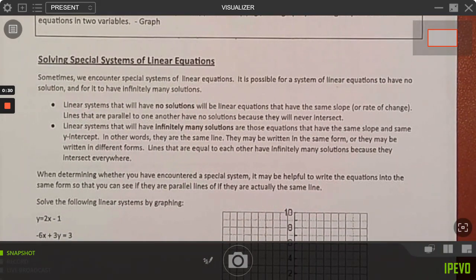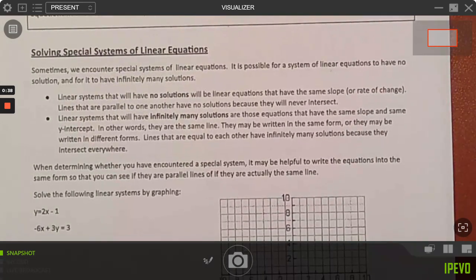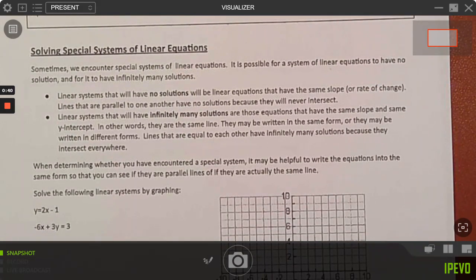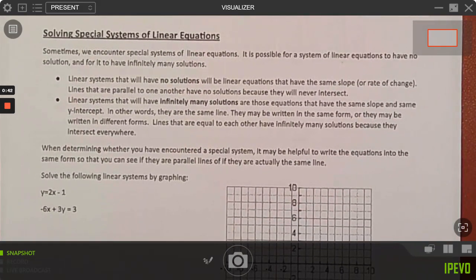systems of linear equations. So sometimes we will encounter special systems of linear equations. It is possible for a system of linear equations to have no solution, and it's also possible for the system to have infinitely many solutions. So linear systems that have no solutions will be linear systems that have the same slope, which is the rate of change. And these lines, when we graph them, will be parallel to one another, and so they will have no solutions, and that's because they never intersect.